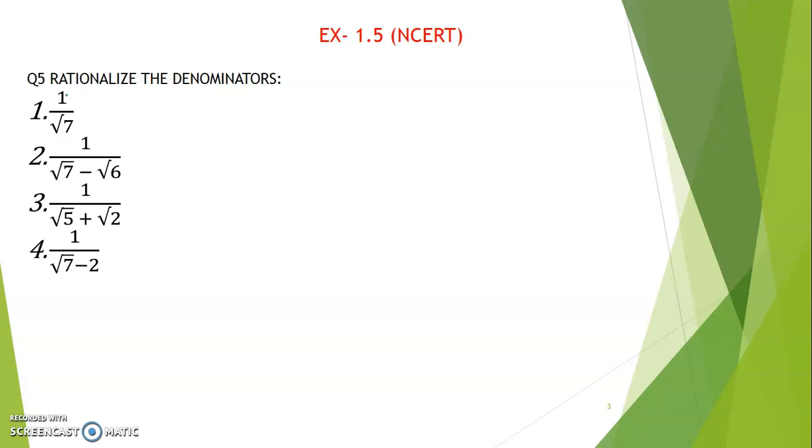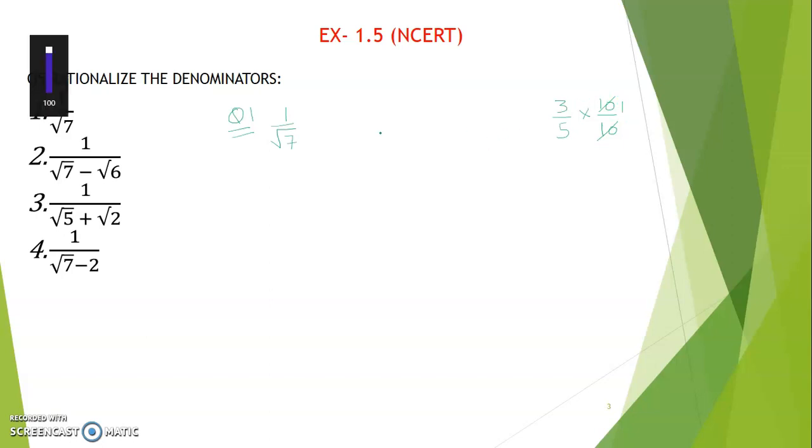Now see the first question. It says you have to rationalize 1 upon root 7. If you see carefully, the denominator is root 7. Suppose I take any number, 3 by 5 for example, and multiply and divide by the same number, any number for that matter, suppose it is 10, it will not make any difference. Why? Because 10 divided by 10 is 1, and any number multiplied by 1 gives that number itself.